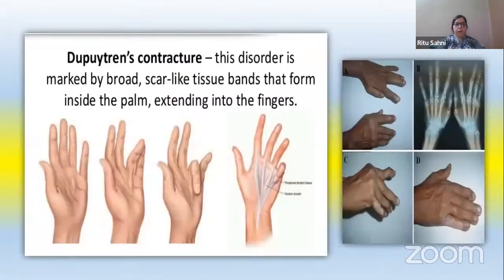This is the Dupuytren contracture. This disorder is marked by the broad scar-like tissue band that forms inside the palm, extending into the finger. So this is the tendon sheath, and this is like a contracture, the shortening of the fascia, so it will not allow the working.